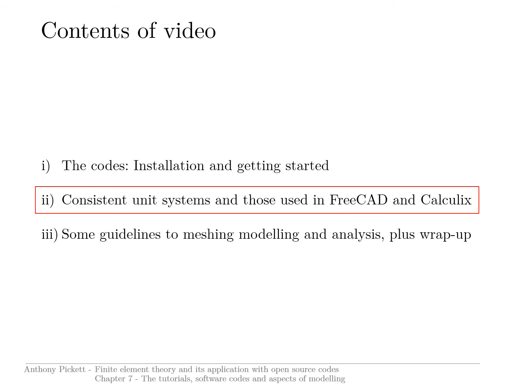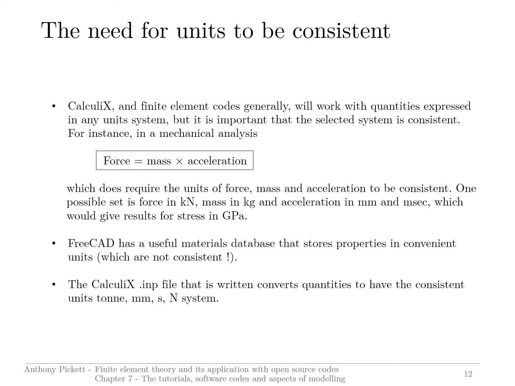I'd like to move on now and just talk about consistent unit systems. These are important when doing a finite element analysis. It's important in any finite element analysis that you use consistent sets of units. So if we look, for example, at this relationship here, if we express the mass in kilograms and the acceleration in millimeters and milliseconds, so acceleration is millimeters per millisecond squared, then the force will be in kilonewtons.